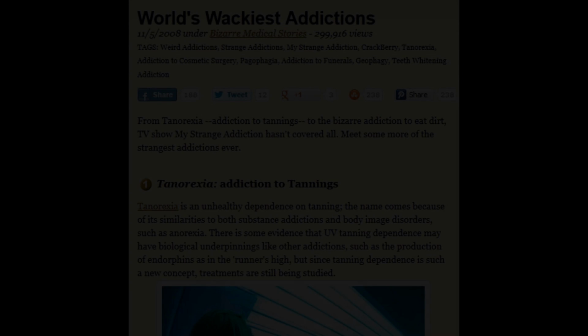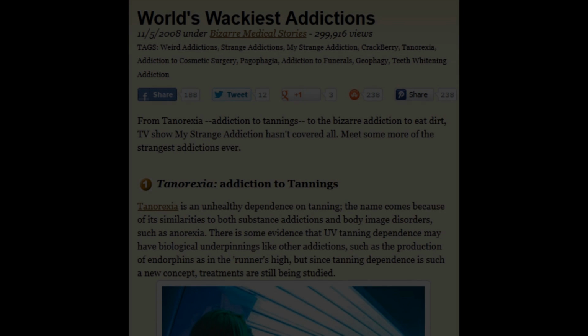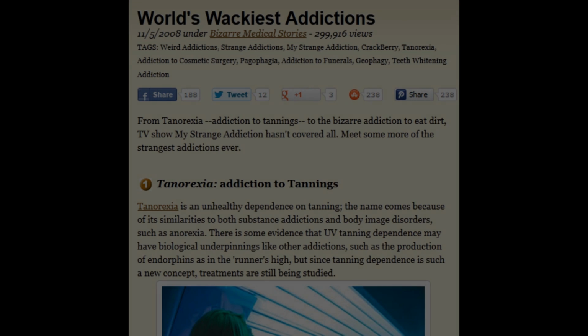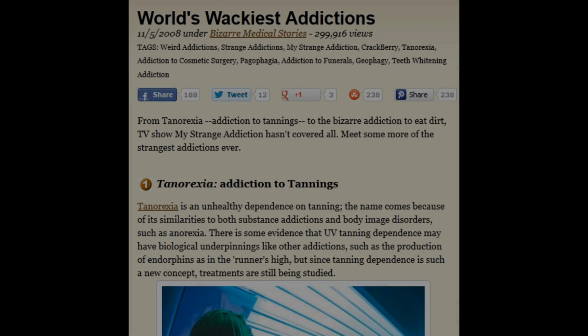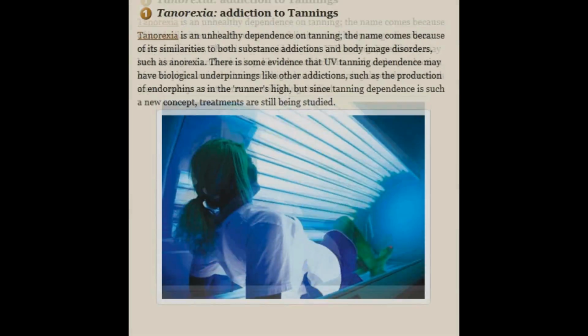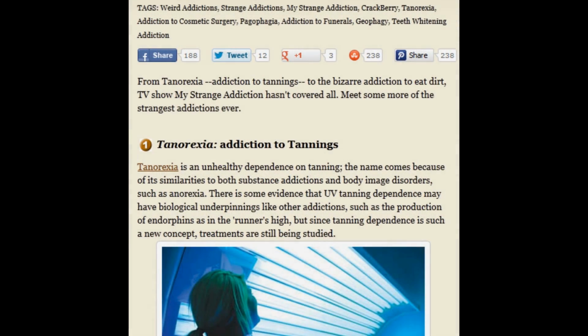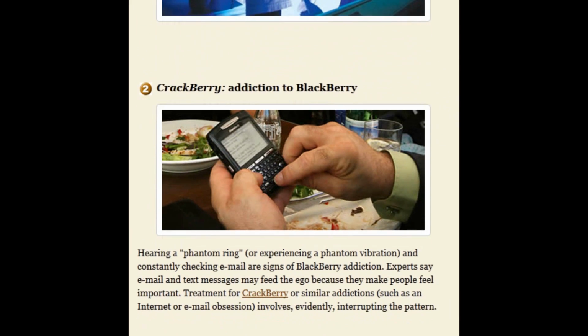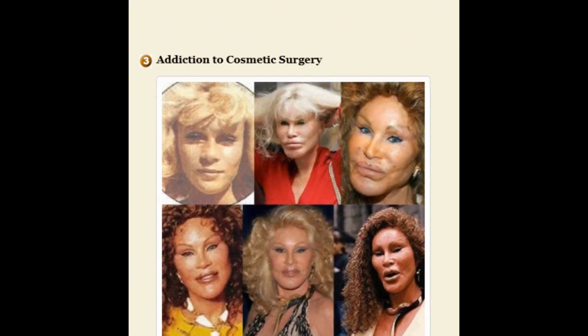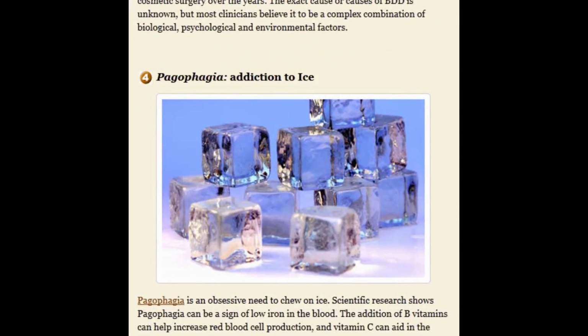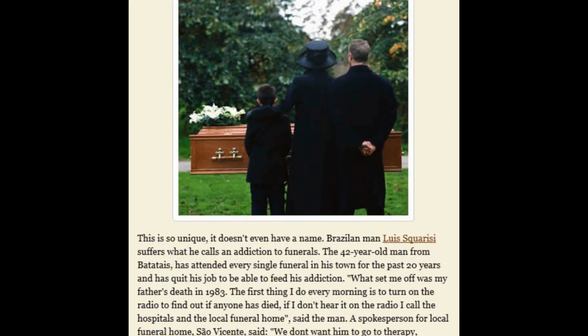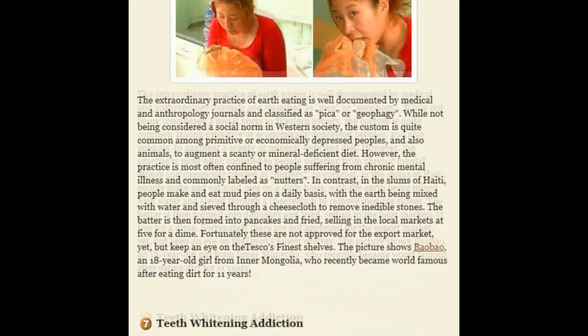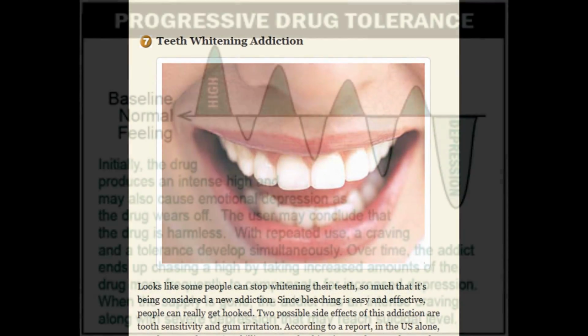Okay, before I begin, I would like to note that there is actually a very broad range of weird and wacky addictions. So it is not only drugs, but there's literally thousands, if you see this website, of different types of addictions. Drugs are, however, pretty much the most renowned, but there's addiction to tannins, there's crackberry, addiction to blackberry, addiction to cosmetic surgery, hey, look at that, cube. Addiction to funerals, that's morbid. Addiction to dirt. Addiction to teeth whitening. I mean, it could just go on and on.